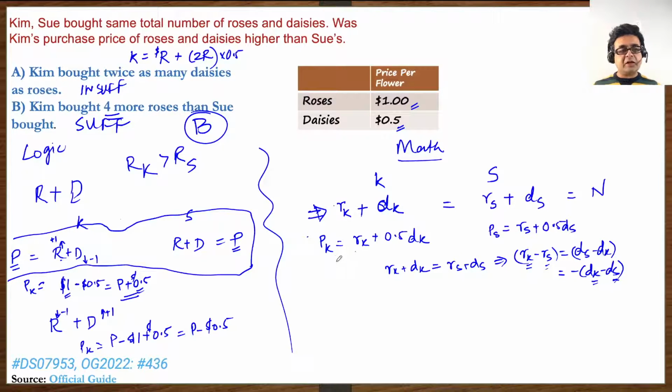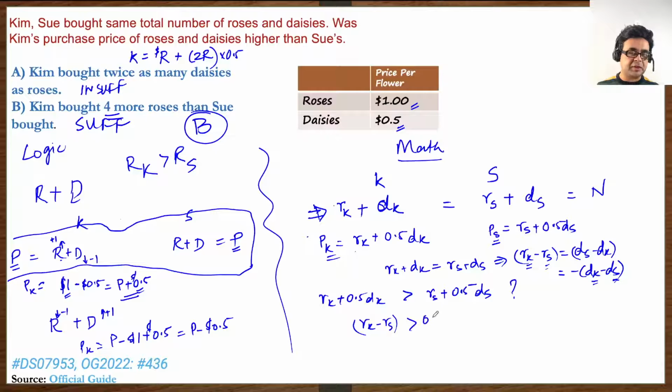All right. Then we have to figure out if the purchase price of Kim is greater than the purchase price of Sue. So RK plus 0.5 DK is greater than RS plus 0.5 DS. This is the other question, right? So this is our question. Is this true? Because this is the purchase price of Kim and this is the purchase price of Sue. So this boils down to RK minus RS, taking this RS on the left hand side and taking the DK on the right hand side, is greater than 0.5 DS minus DK.